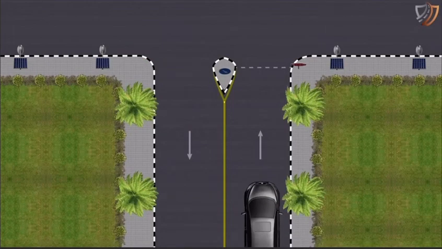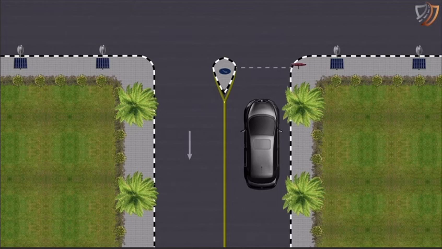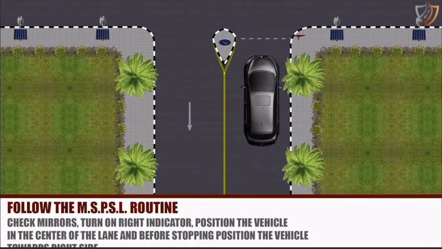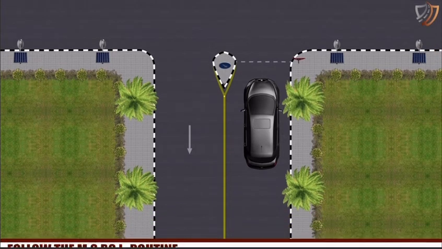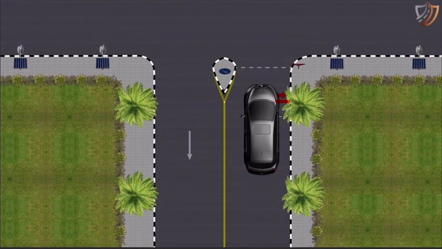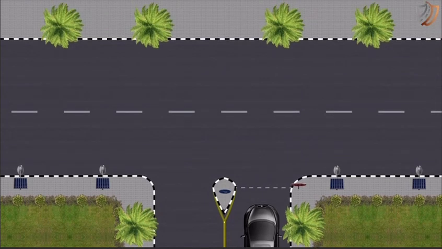To make a right turn from a T intersection, plan well in advance. While approaching, follow the MSPSL routine. Check mirrors, turn on the right indicator, position the vehicle in the center of the lane, and before stopping, position the vehicle towards the right side, approximately 1 meter from the right boundary. Meanwhile, reduce the speed and obey the traffic sign.